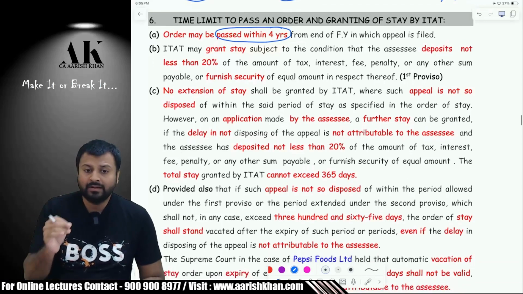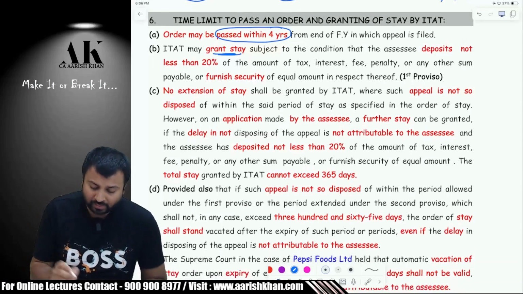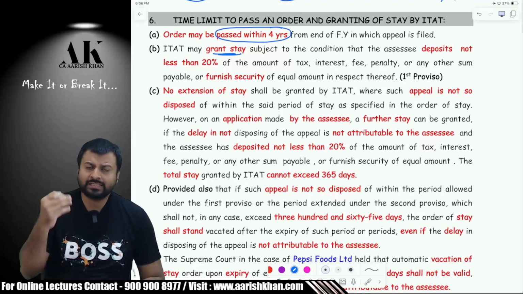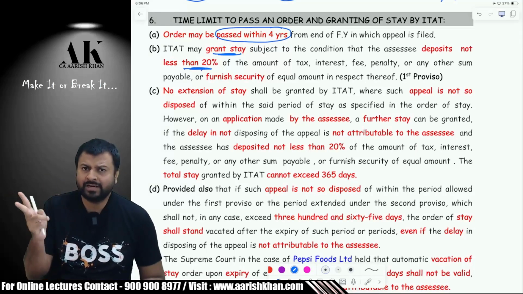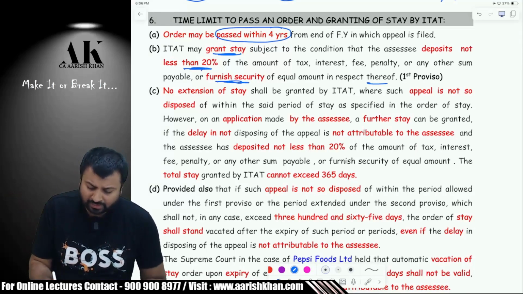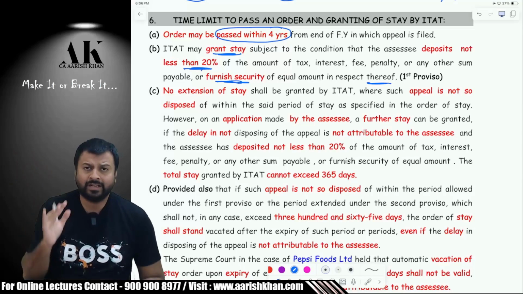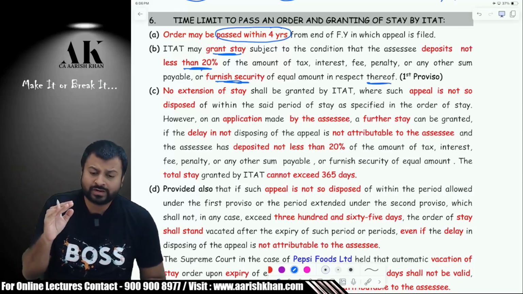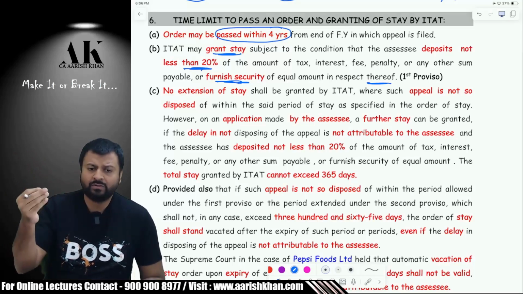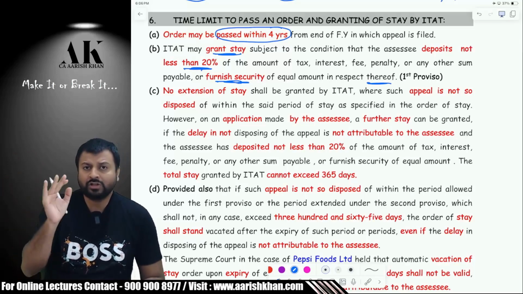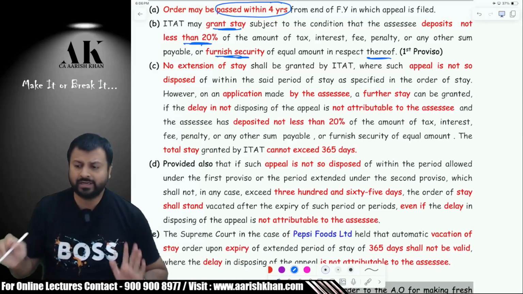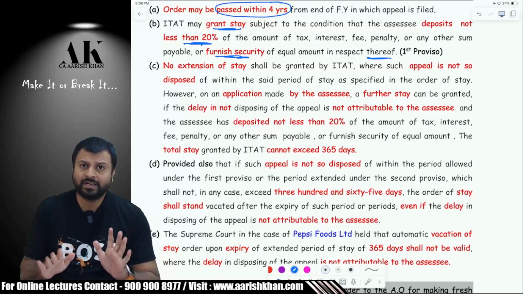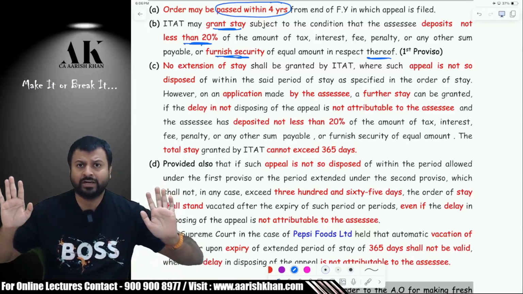But if the ITAT has granted you stay, okay? Can ITAT grant you stay? Yes, ITAT can grant you stay in two circumstances. Either you pay 20% of the tax liability or you furnish a similar amount of bank guarantee. Then ITAT will grant you stay. Now the law says that if ITAT grants you stay, then the order has to be passed within 180 days. The order should be passed within 180 days and the stay will also vacate after 180 days.